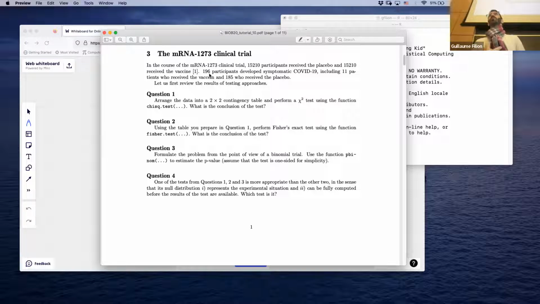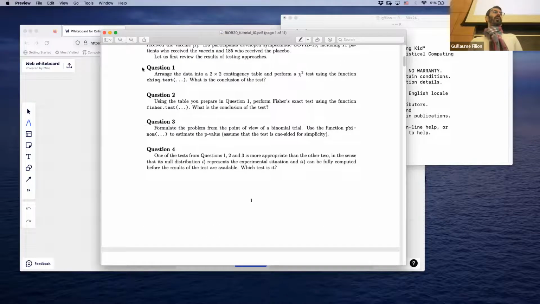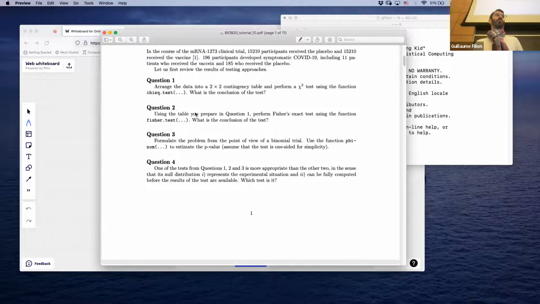We have to give them a little bit of the benefit of the doubt. We can pretend that 196 was fixed from the beginning, and that's what we do from question 5 forward. We pretend that this is something that they had set. But out of these three tests, questions 1, 2, and 3, the chi-square test, the Fisher test, and the binomial test, only the chi-square test kind of does not require this 196.